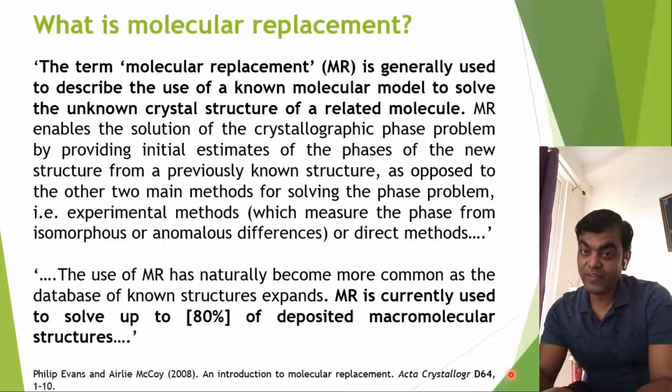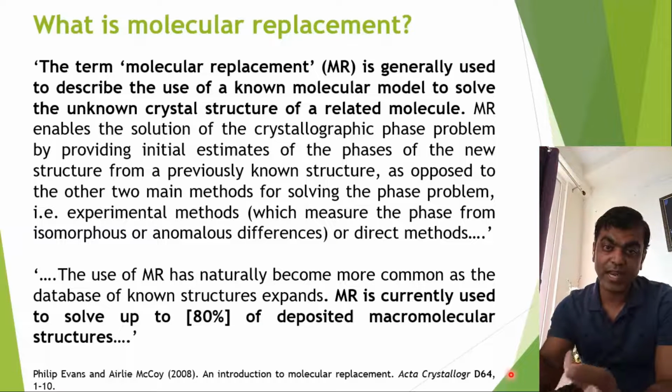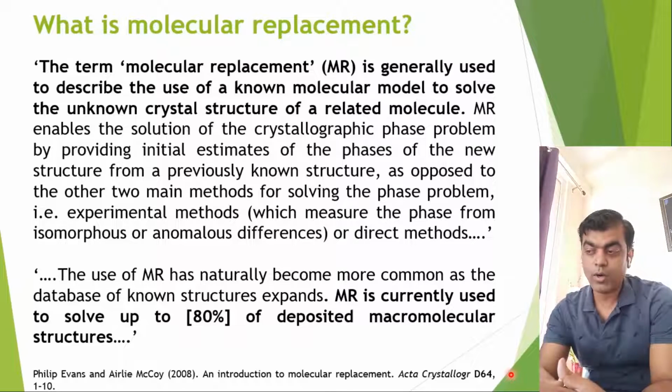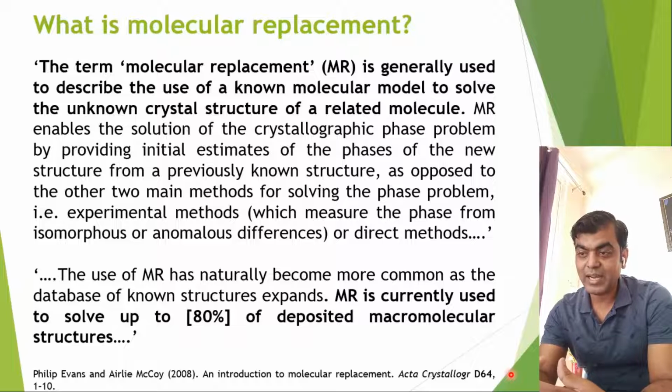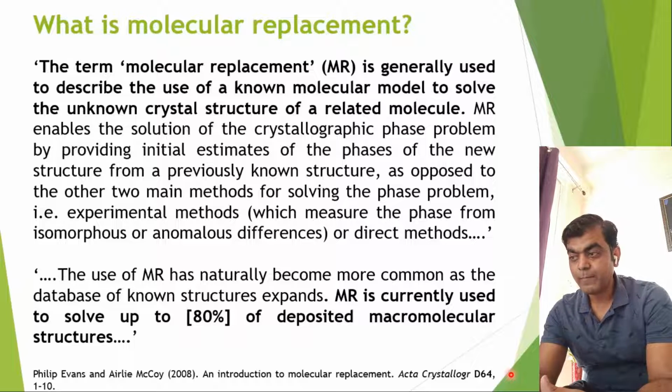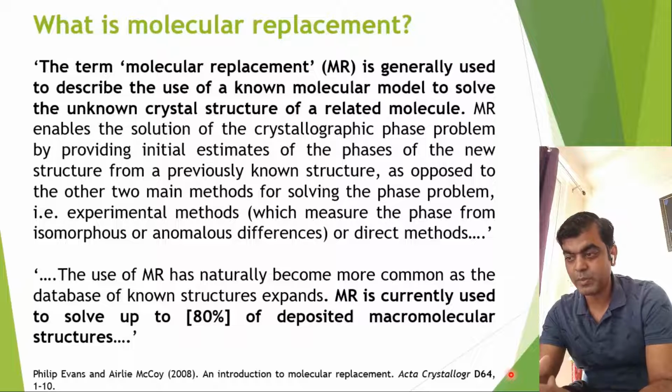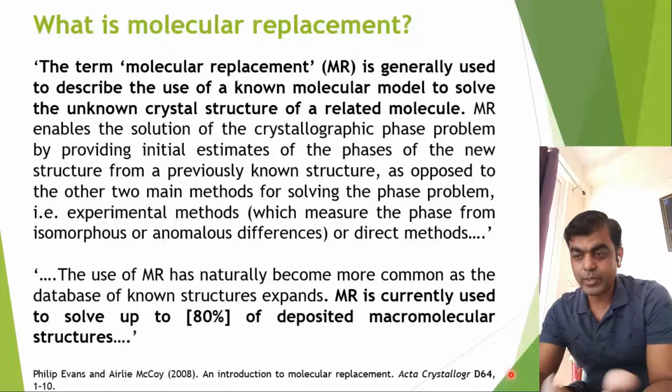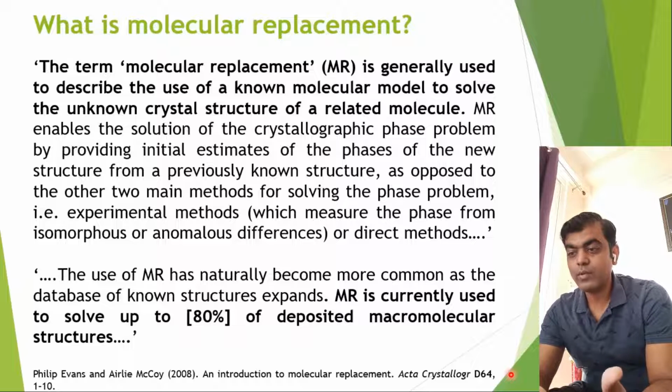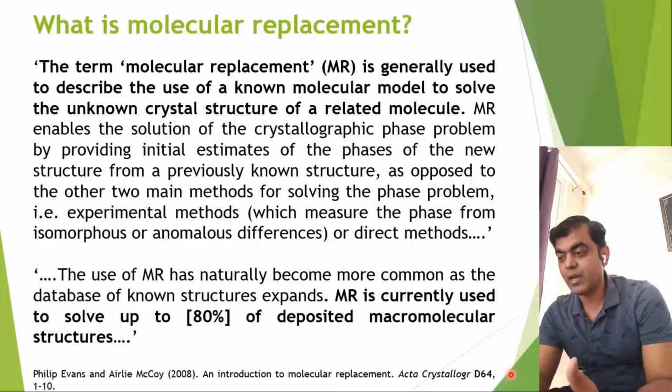So from the previously known structure, once you fit that unit cell into your model, you will get an initial estimate of the phases. Okay, and it is much opposite to the other two main methods. So there are other methods also, experimental methods. I'll come to it slowly, where you do it with isomorphous, you do it with anomalous.